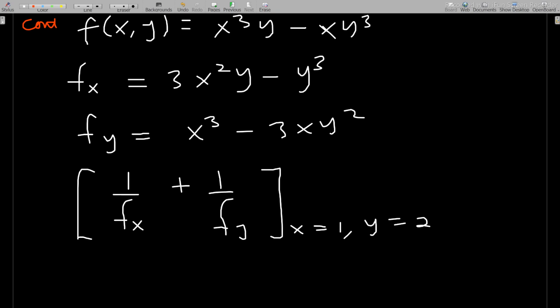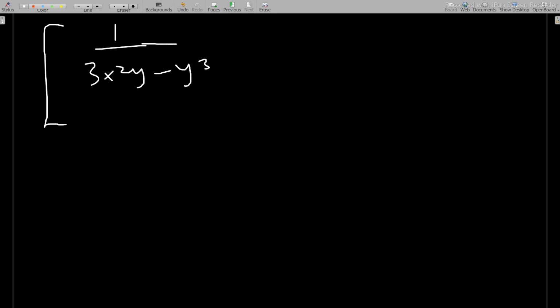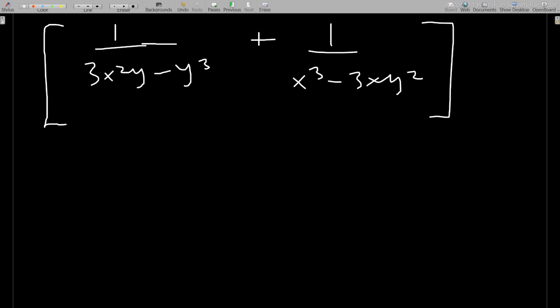First of all, you just put 1 over fx, and fx is what? 3x squared y minus y cubed. And plus 1 over fy, which is x cubed minus 3xy squared. We are supposed to evaluate this at x equals 1, y equals 2.